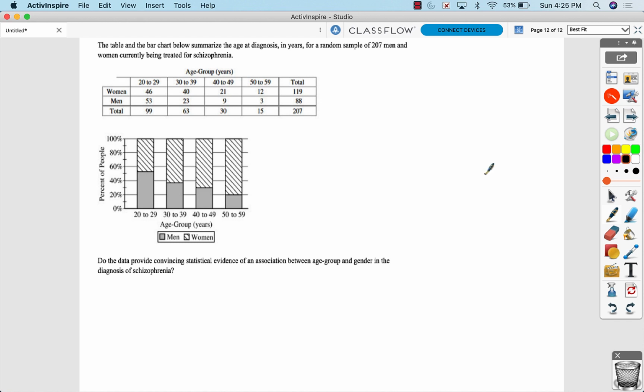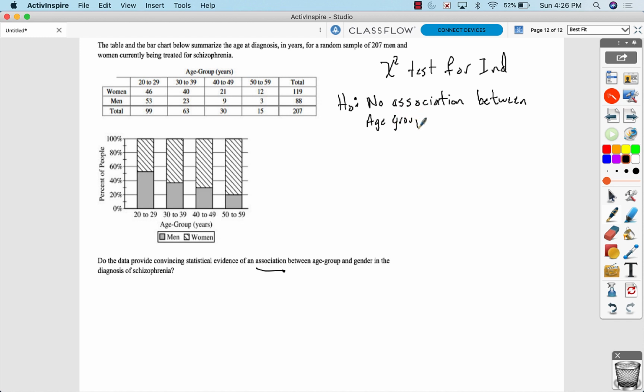Okay, last one. Okay, so you're getting this table, and they're looking for an association. So this is going to be a chi-square test for independence. Okay, so here's your null. Don't just say no association here, okay? You need context. So there's no association between age group and say gender.